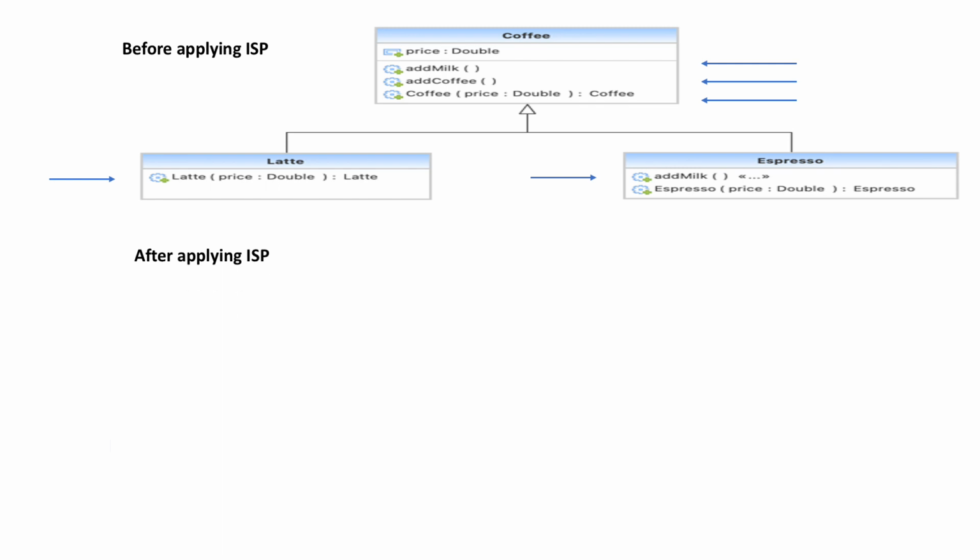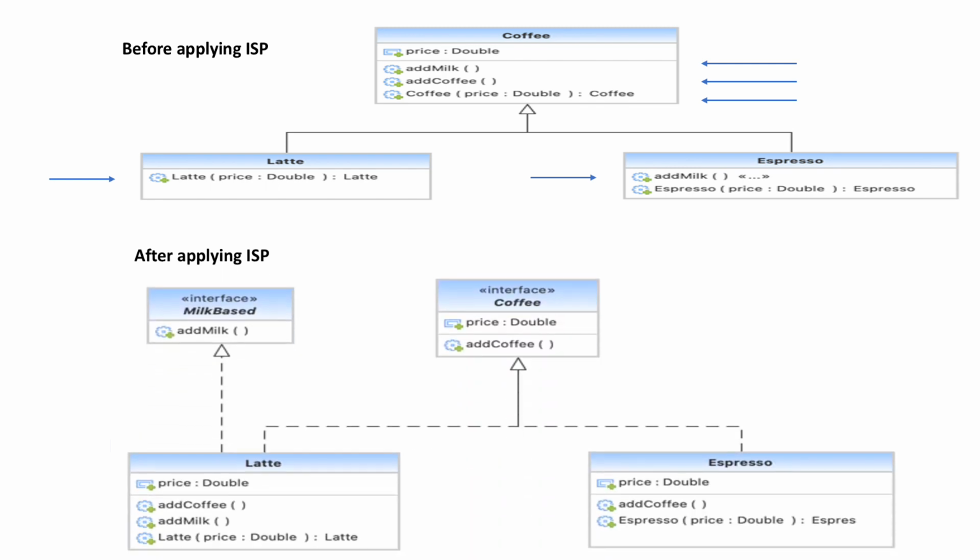So now we will refactor it, and after applying ISP we'll see how we can solve this problem. So after applying ISP, we'll see that we have one interface coffee which has price as an instance variable, and add coffee is another method which is getting implemented by latte and espresso, and the milk based coffee is another interface which has add milk as a method.